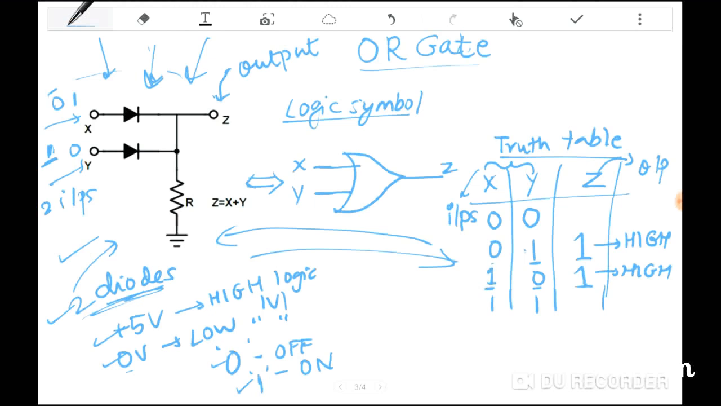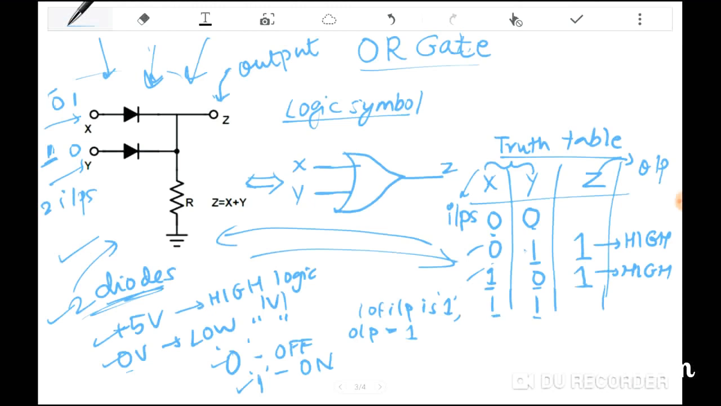So what did I tell you? To summarize: if one of the inputs is 1, the output is equal to 1. Did you get it? Now I've told you about these two conditions, and I will go to this condition and then come to the next one.